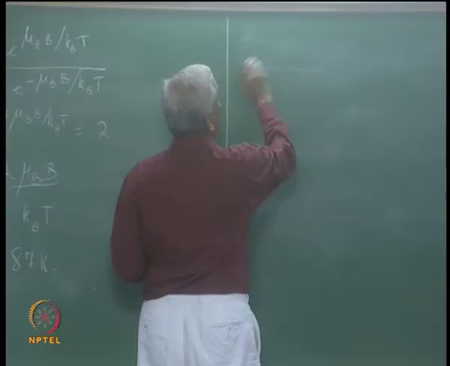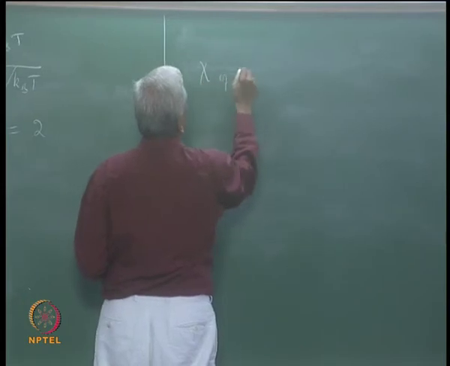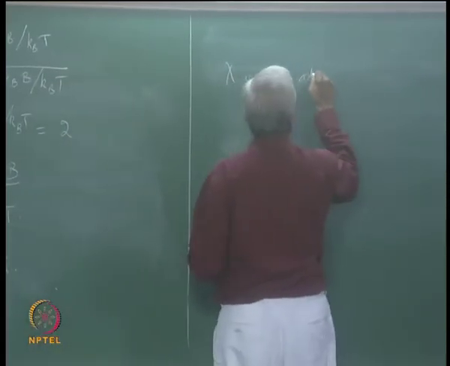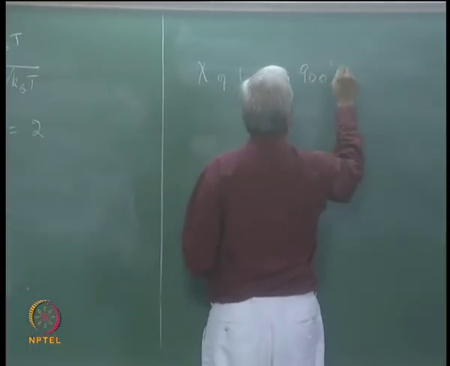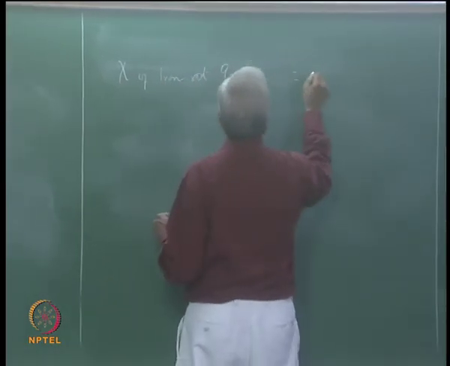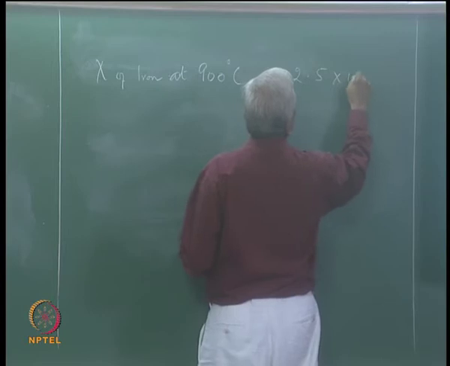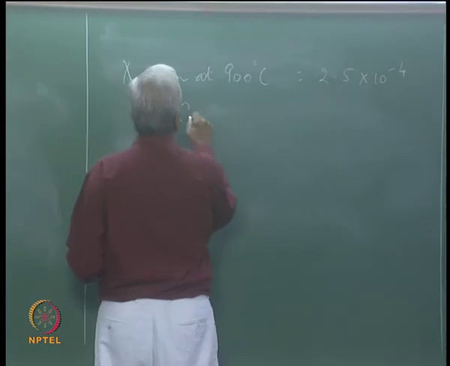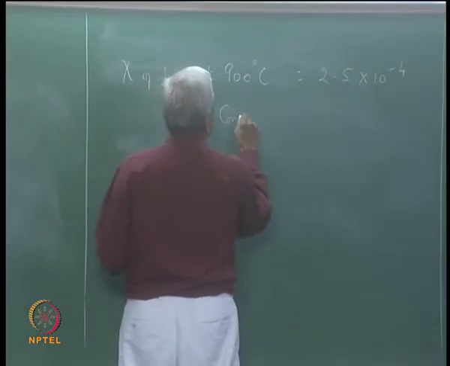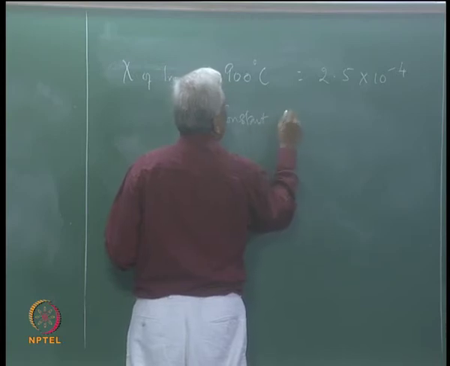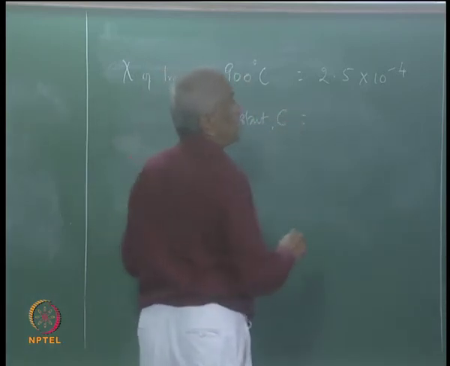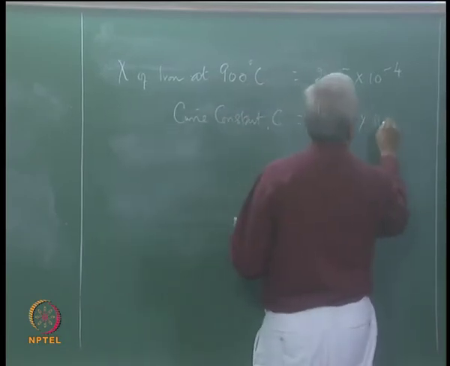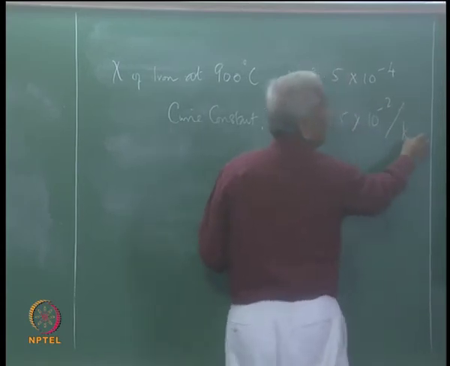Next is a problem on the magnetic susceptibility of iron at 900 Celsius, which is 2.5 into 10 to the power minus 4. We are also given the Curie constant C as 3.25 into 10 to the power minus 2 per K.